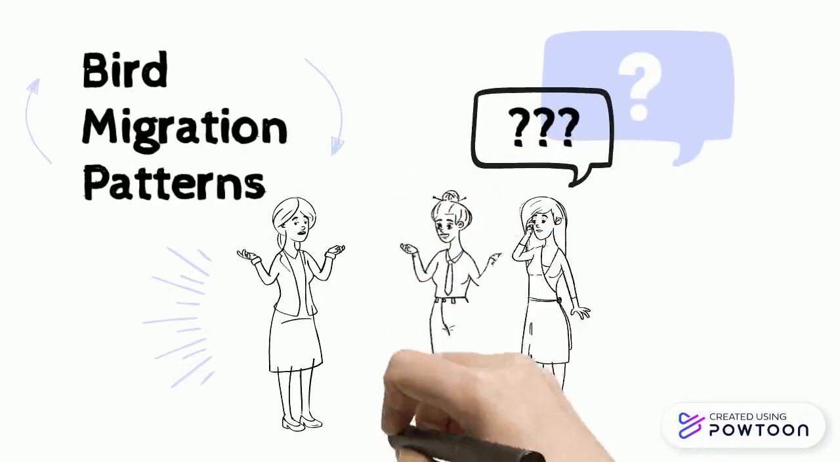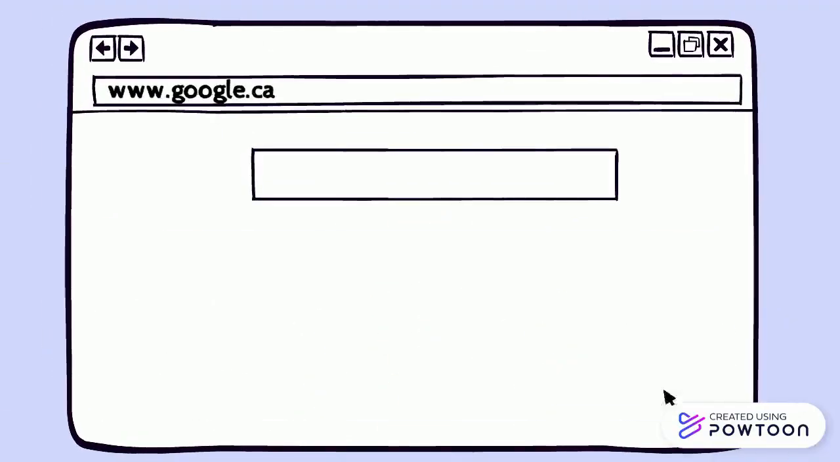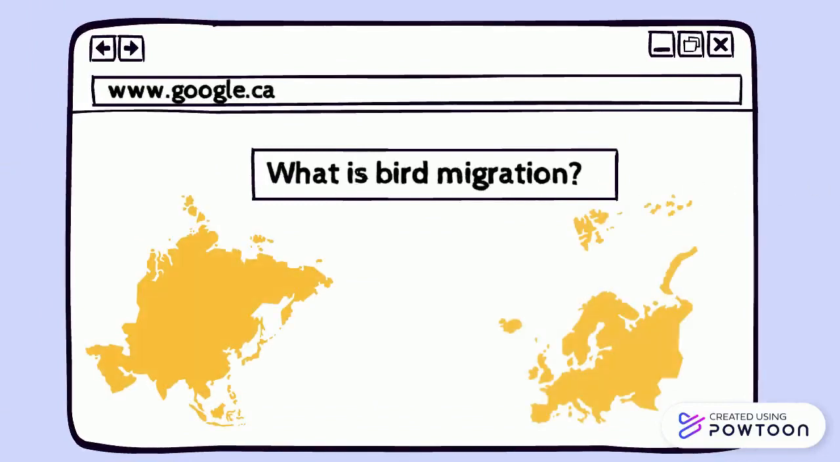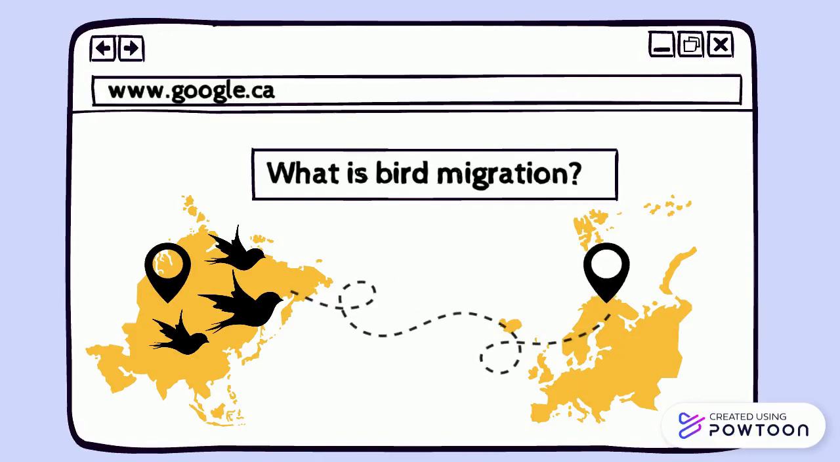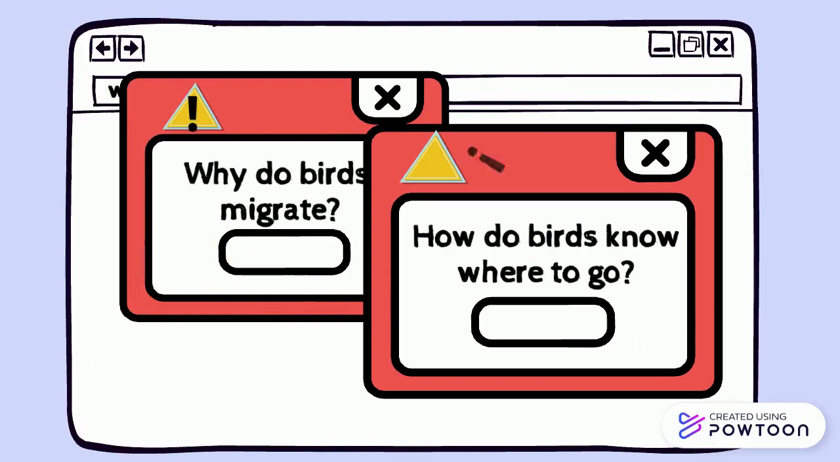This is our presentation on bird migration patterns. So the first thing that comes to mind is, what is bird migration? Well, bird migration is when a bird travels from one location to another during selective times of the year, usually over great distances. This brings up the questions of why do birds migrate and how do they know where to go?